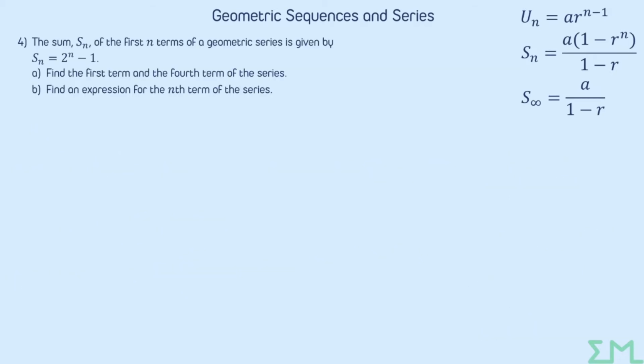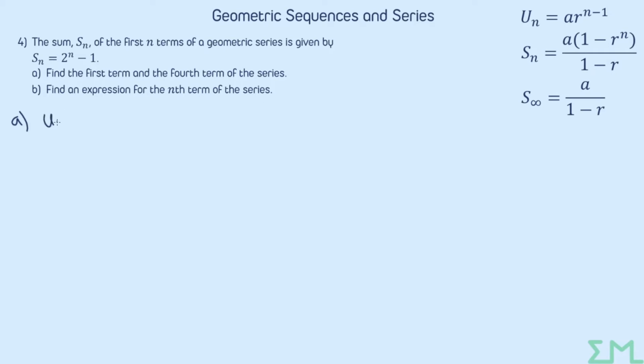Okay, question 4. We've got a couple more questions to go in this video. We are given the sum Sn of the first n terms is given by this, 2 to the n minus 1. Find the first term and the fourth term of the series. Okay, what we are not going to do is try and compare 2 to the n minus 1 to the general formula. We can do this in a much easier way.